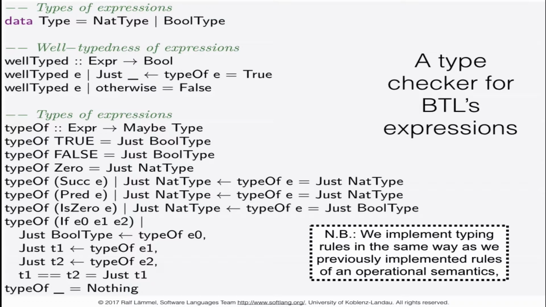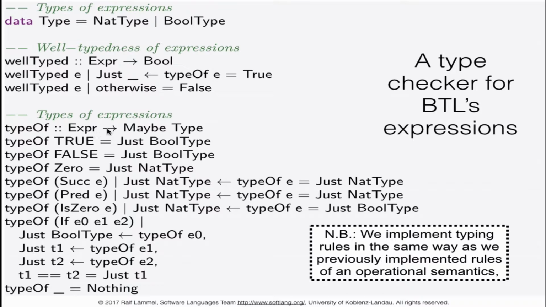Okay, now let's look at how we can implement a type system. So here we took the type system rules of BTL and just turned them into straightforward typeOf function. On top of this, we also defined a wellTyped function, which basically just checks whether an expression has a type or not. And so it returns the maybe type into a bool. Okay, so we have NatType, we have BoolType.